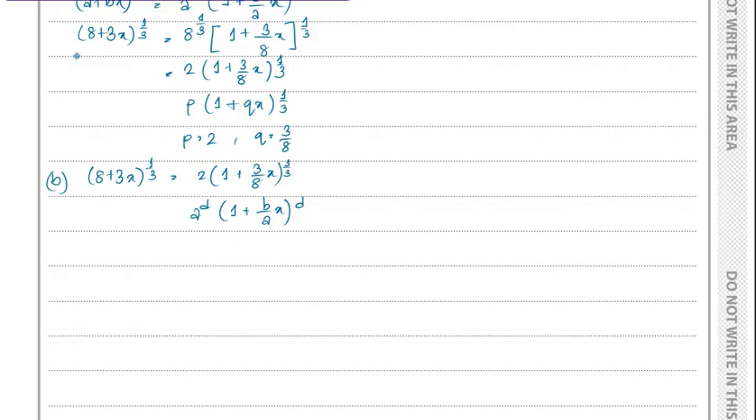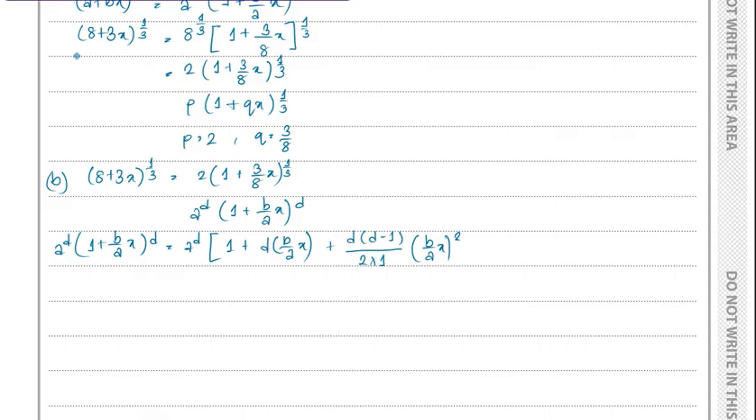So when something is in this form, a^d(1 + (b/a)x)^d, and you are asked to expand, the format of expanding would be a^d bracket 1 plus d multiplied by (b/a)x plus d multiplied by (d minus 1) divided by 2 multiplied by ((b/a)x) whole squared. And we are asked to expand till x to the power 2.